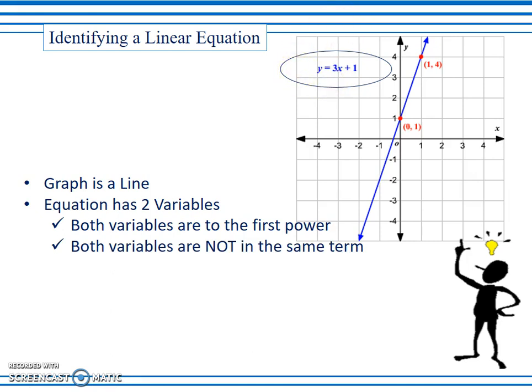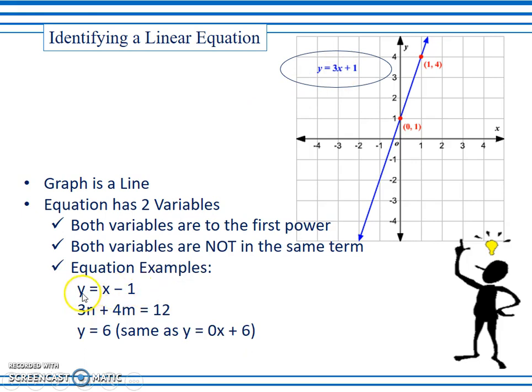It's also important that x and y are in different terms. If you remember back to what a term is, in this equation there are three terms. Y is a term, 3x is a term, and 1 is a term. So there are two different variables. They're both to the first power, and the variables are in different terms.